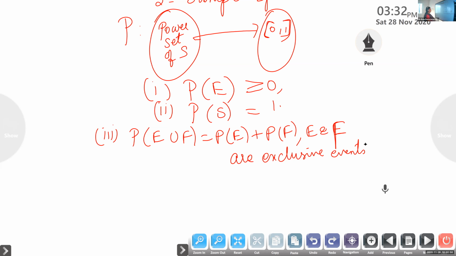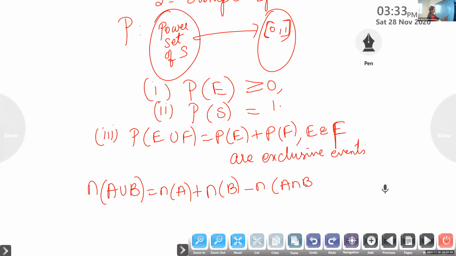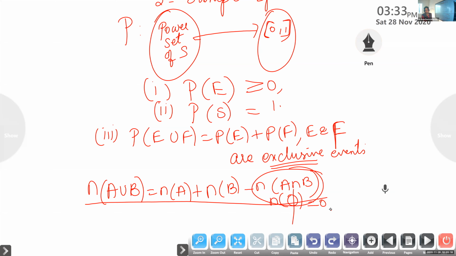Null set. Okay, in set theory, we learned one formula, isn't it? What is N of A union B? It is N of A plus N of B minus N of A intersection B. Usually this is the formula we use. But here it is given as exclusive, so the intersection will be empty, so N of the intersection will be 0. So we get P of E union F is equal to P of E plus P of F.